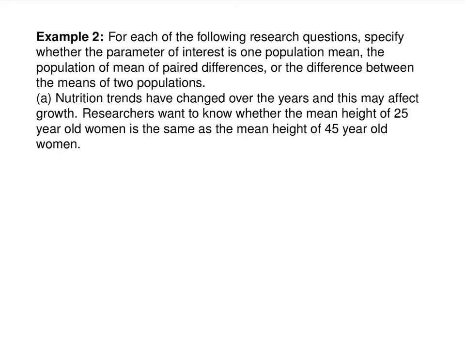For each of the following research questions, specify whether the population parameter is one population mean, the population mean of paired differences, or the difference between the means of 2 separate populations. So nutrition trends have changed over the years, and this may affect growth. Researchers want to know whether the mean height of 25-year-old women is the same as the mean height of 45-year-old women. And these 25-year-old women and 45-year-old women, they're not like mothers and daughters. There's no obvious pairing. Which means we have 2 populations.